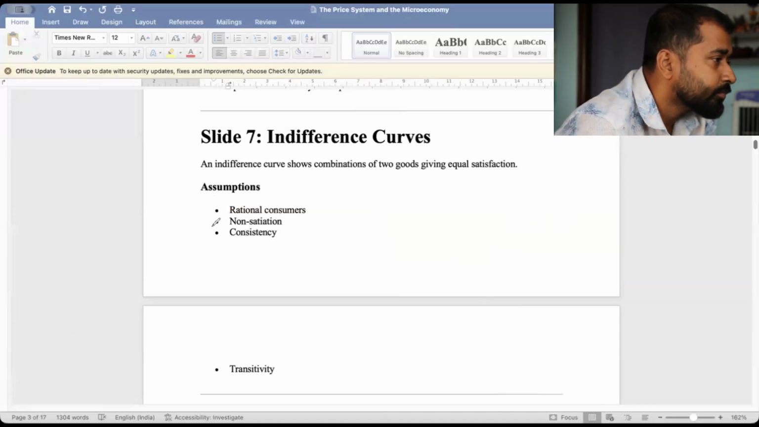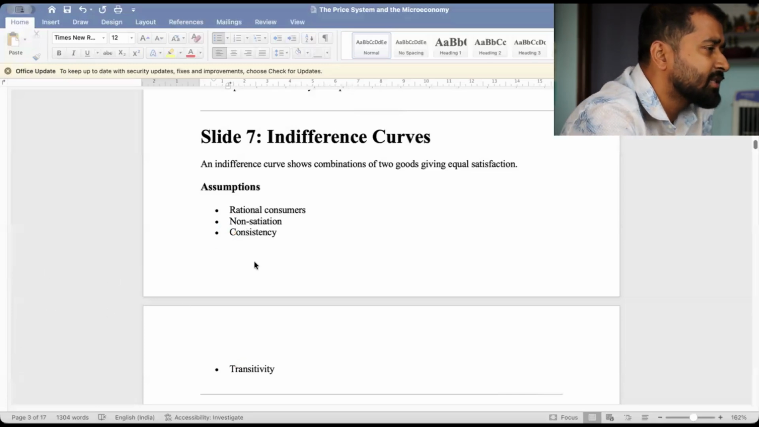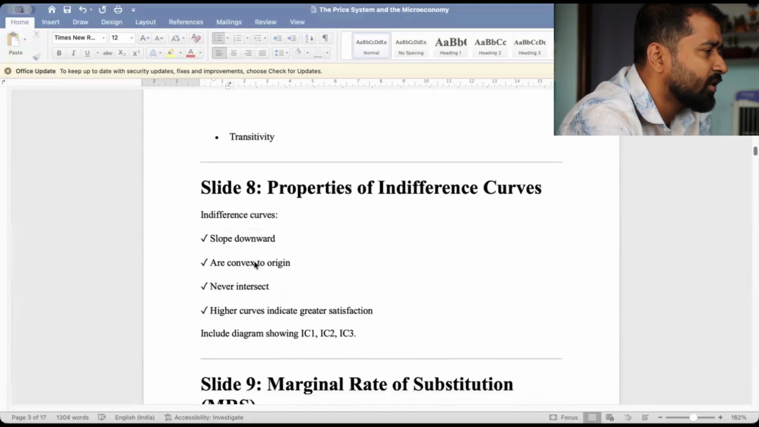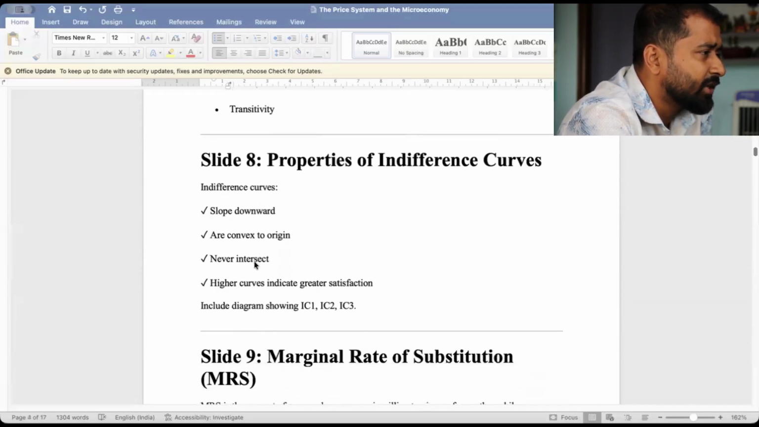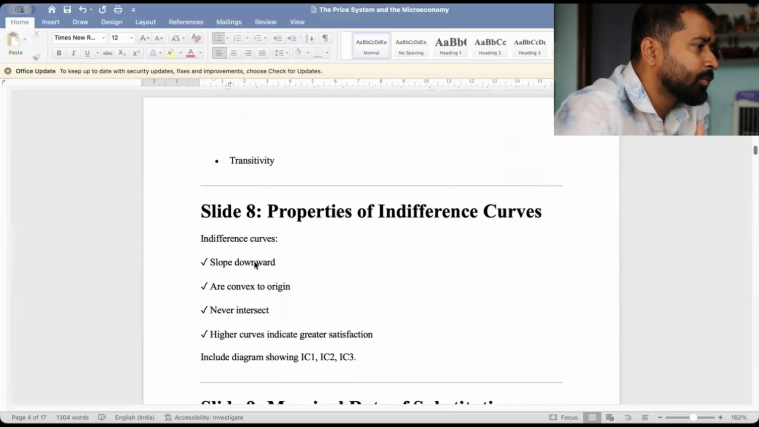Next are non-satiation, consistency, and transitivity. These are some of the assumptions given there. Just take a look; it would take a lot of time to go through them. Okay, now come to the properties of the indifference curve.